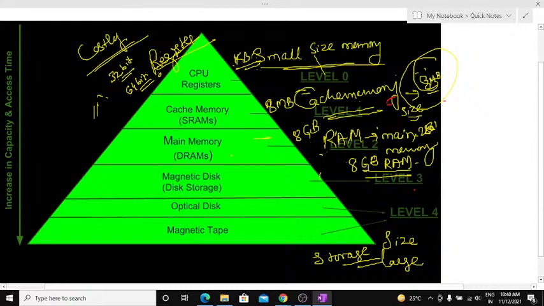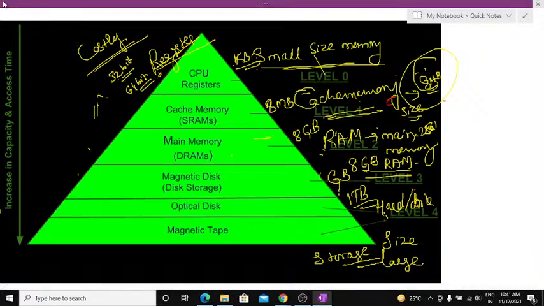Then the magnetic disk and optical disk, like the hard disk, your pen drive, are in terms of GB or even larger, like 1 TB, but here it is less costly. The registers are more costly.